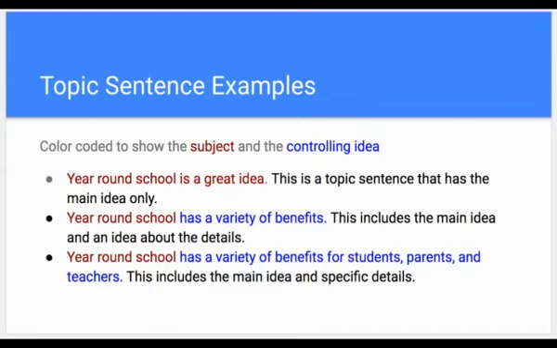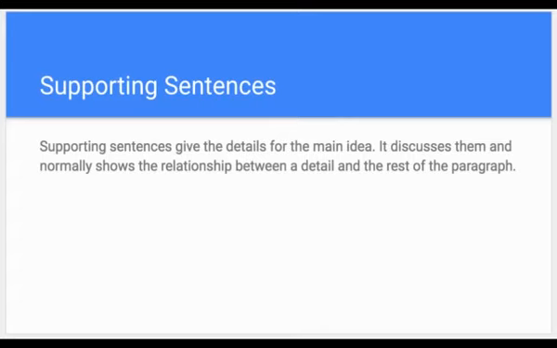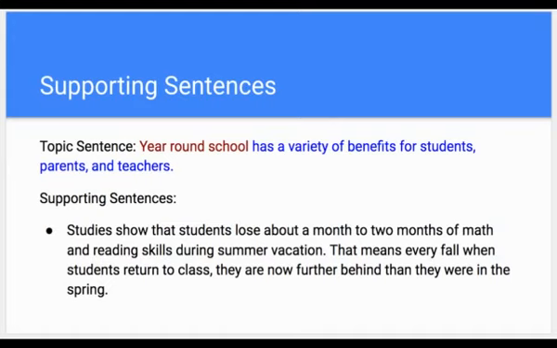So now that you've got your main idea, you move on to supporting sentences. These are your details. So looking at this last one here, we're going to look at how to create supporting sentences. So these give the details from the main idea. It discusses them, it shows the relationship between the detail and the rest of the paragraph. So for example, I'm still using that topic sentence I mentioned. Year-round school has a variety of benefits for students, parents, and teachers. A supporting sentence. You'll notice there's more than just one here. There's going to be several here. This will be the meat of your paragraph, is your supporting sentences.